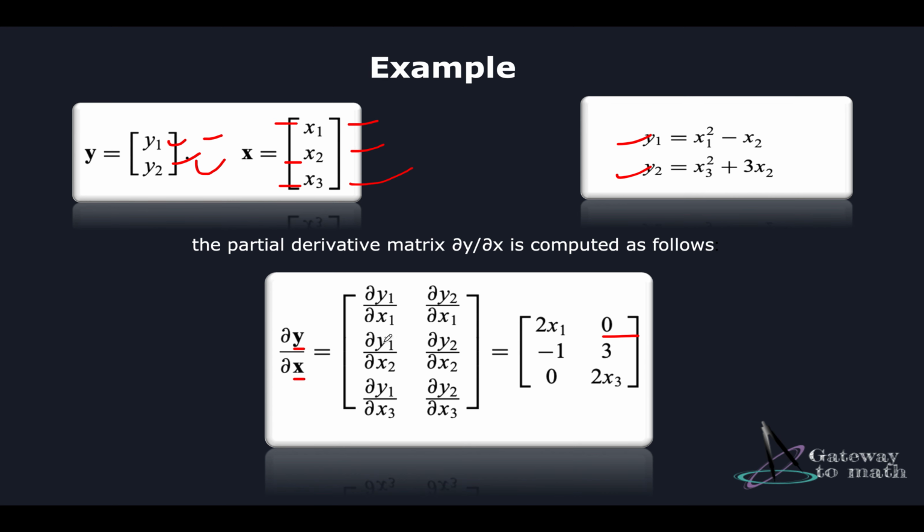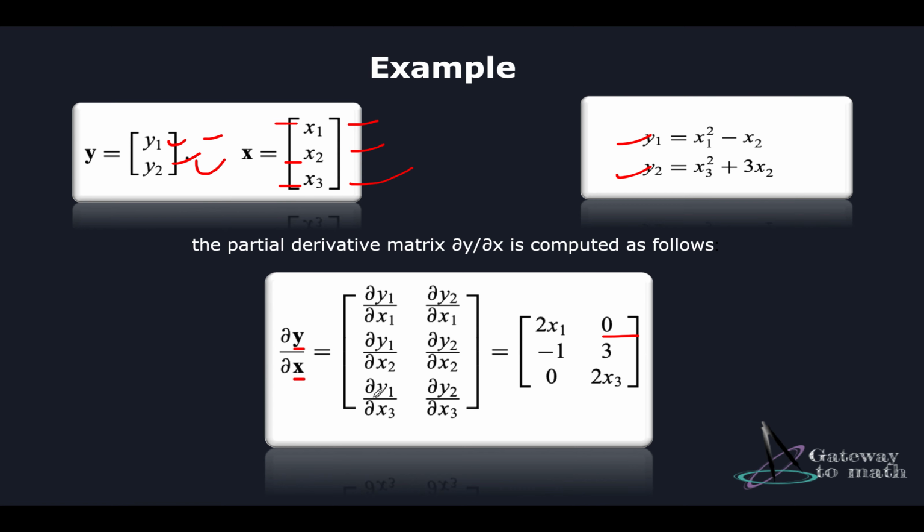Moving on to the next row, del y1 upon del x2. So again, finding the partial derivative with respect to x2, the value in front of x2 is basically minus 1. So finding the partial derivative will give us a minus 1 here. Similarly, finding the partial derivative of del y2 upon del x2 will give us a 3 here, because we have x2 as a coefficient, and finding the partial derivative of x3 with respect to x2 will give us a 0. So the final output shall be 3 in this case.